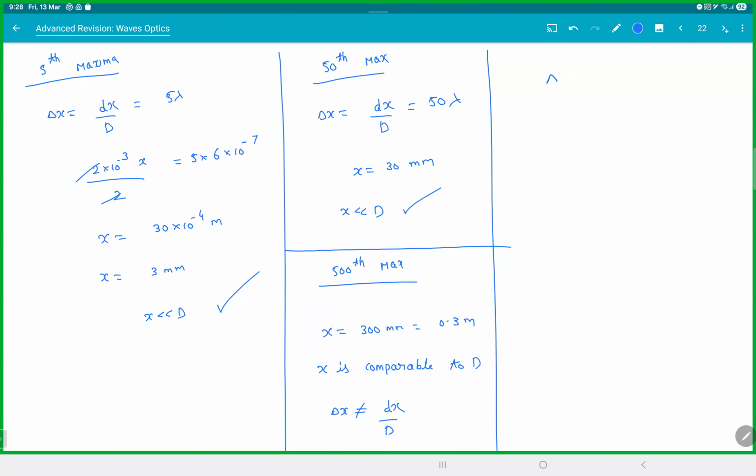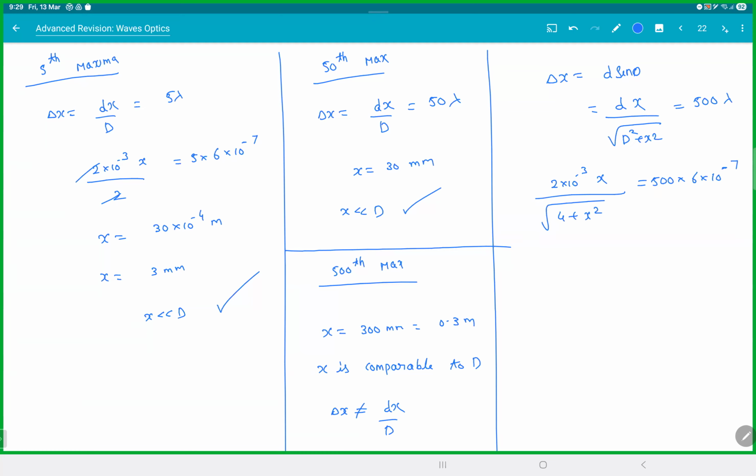And then delta x will be d sine theta, and your d sine theta will be d into x by root over D square plus x square. This is equal to 500 lambda. Got it? Now you can substitute 2 into 10 power minus 3 for d, and D square and x square. D square is 4 plus x square, root, is equal to 500 into 6 into 10 power minus 7.